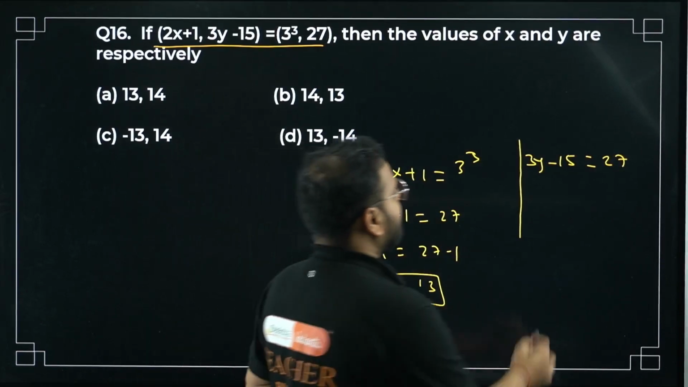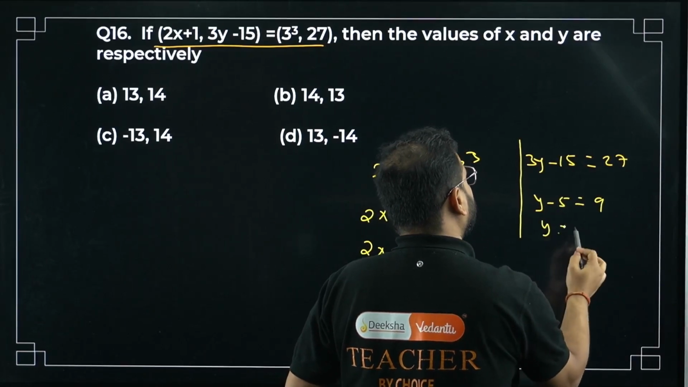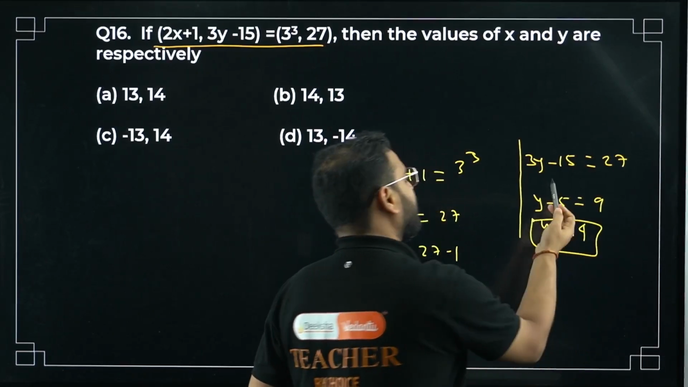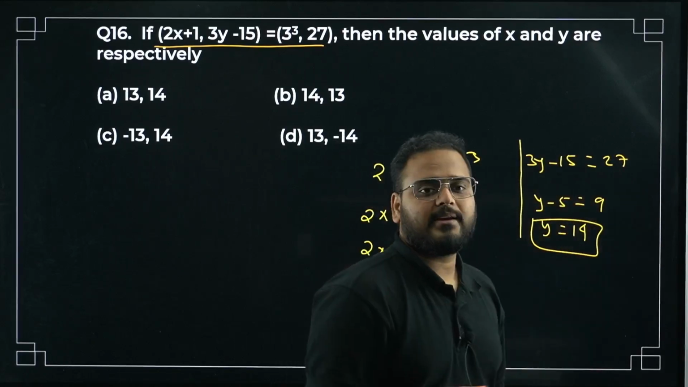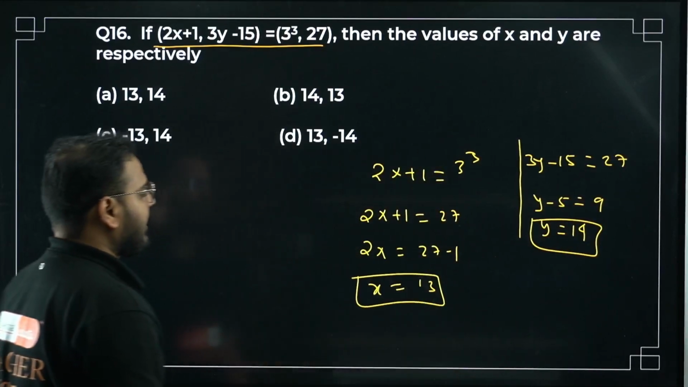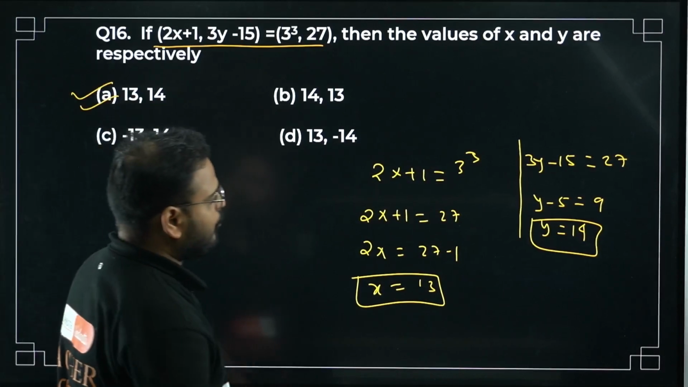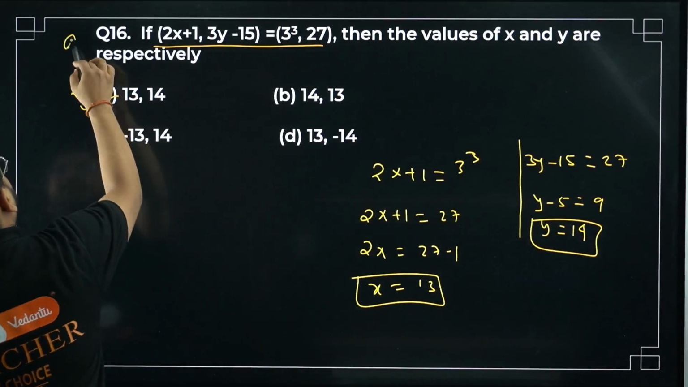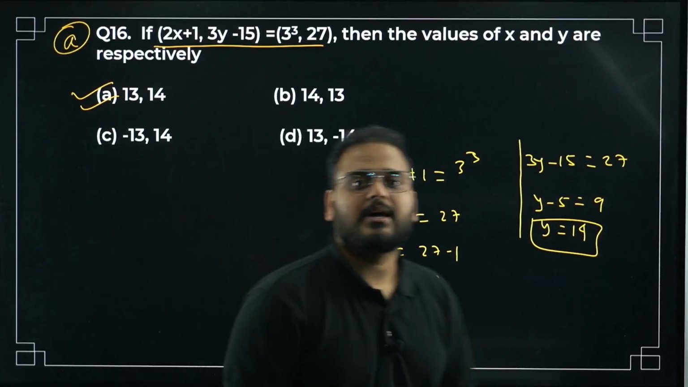What about this? Divide, sir. Y minus 5 equals to 9. So y equals to 14. Correct, no? 3 into, divide everything by 3. It will become y minus 5 and 9. So 9 plus 5 is 14. X is 13, y is 14. Option is A, bacha. 16th option is A. Please check.